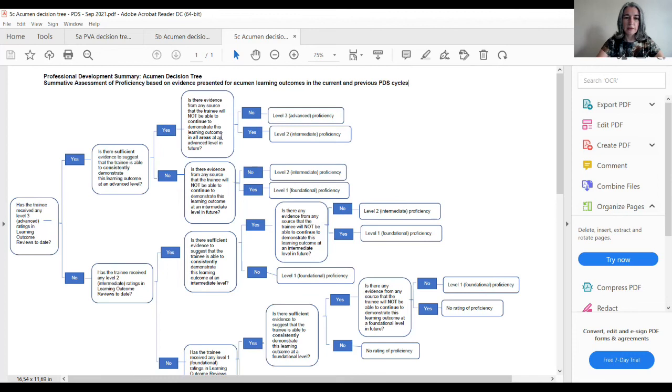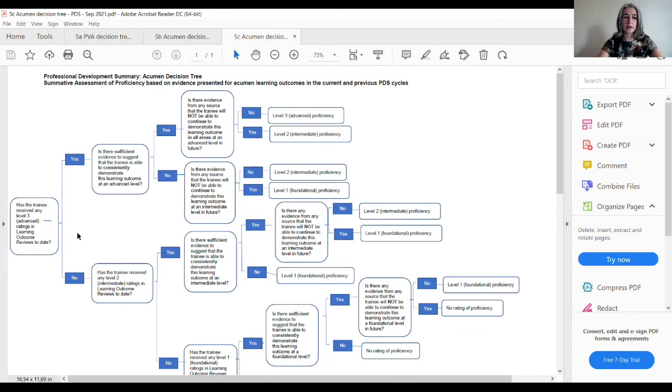But you have to remember this question. Is there evidence from any source that the trainee will not be able to continue to demonstrate this learning outcome in all areas at an advanced level in future? So that's basically saying this acumen that they displayed in this particular scenario, or in these particular scenarios that have been presented, is there evidence from any other source that indicates that a trainee would not be able to demonstrate it if they were presented with a different scenario? That's the catch-all. The decision tree really follows the ratings in the learning outcome reviews.